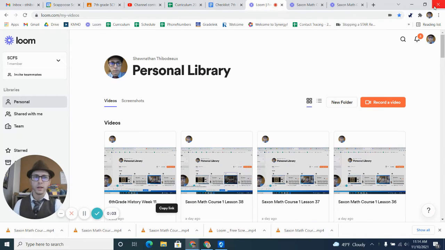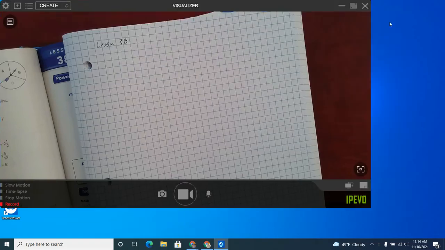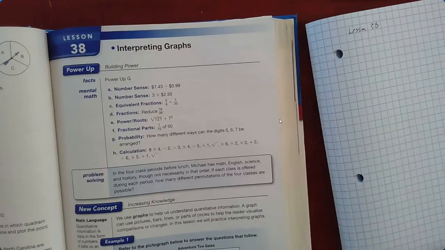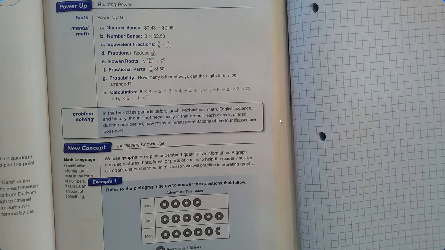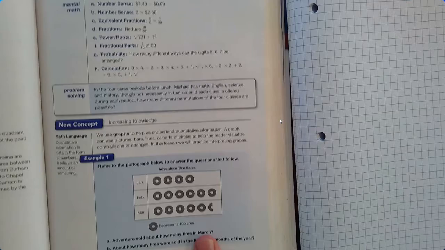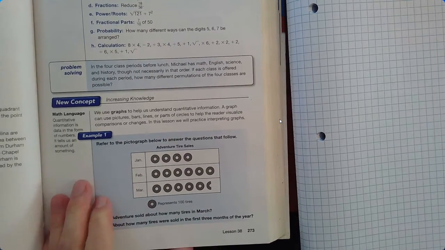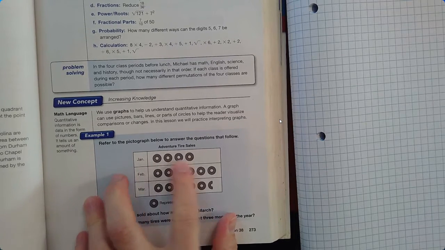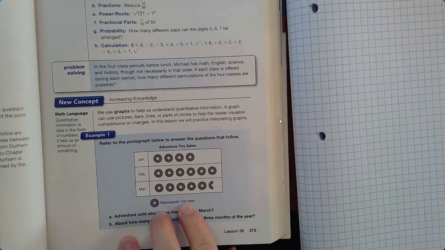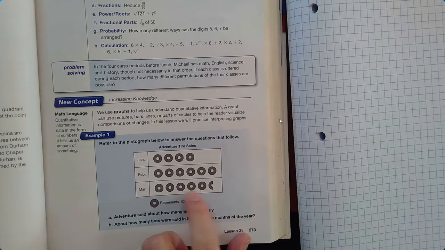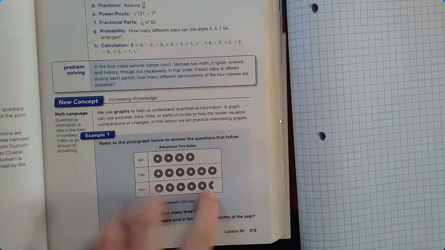So let's go ahead and get our last assignment for the week done, lesson 38, interpreting graphs. Mental math, problem solving, new concepts. Shouldn't be too difficult. When you're doing our graphs, we're looking at a number of different things. Here, each tire represents 100, so this is 400, 600, and then 550.